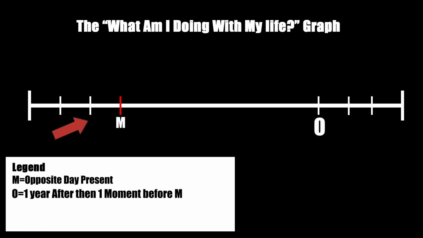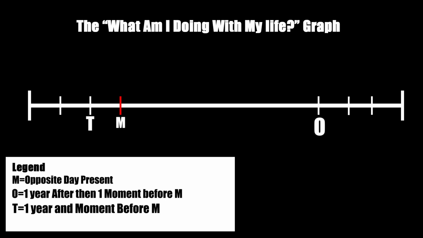Let's call this variable T. You could then repeat this. The only issue is you would have to find the point between M and T in order to create another point, and the point between T and T2, and so on, in order to infinitely chain opposite days.